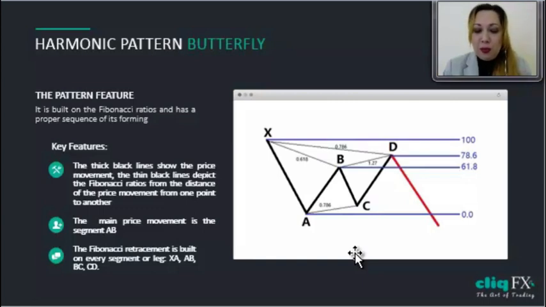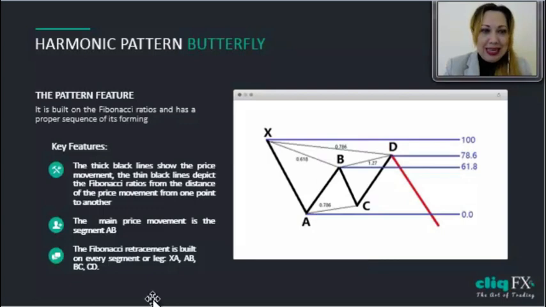The segment BC shows us that the market makes an attempt to recover in the direction of the trend. But the intermediate low A stays the same, it doesn't change. So the point C must be around level 78.6 from the AB movement, from the AB leg of the Fibonacci retracement. And the point D must be on 78.6 from the segment XA again.